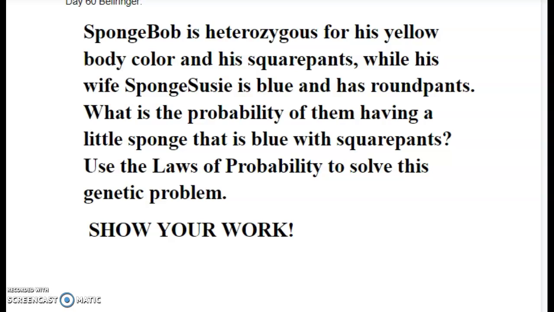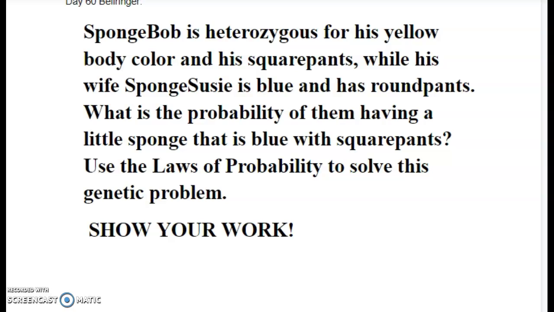Show your work. Okay. This is a dihybrid cross. We could draw our big 16 square box and sort out our gametes, do all that. Or we can use the law of probability using our little monohybrid little Punnett squares. And it says use the law of probability. So we're going to draw just a little 4-box Punnett square for the color, and then we're going to draw a separate one for the pants shape. And if we want them to occur together, remember we're going to multiply those probabilities.